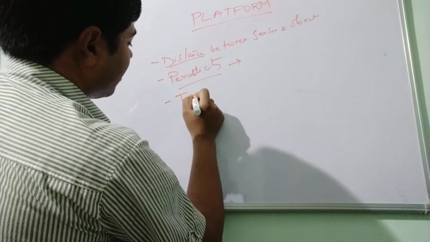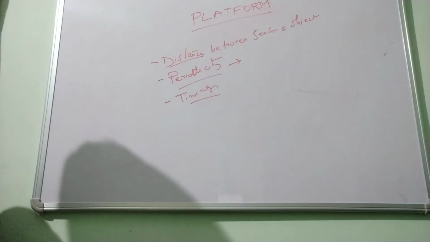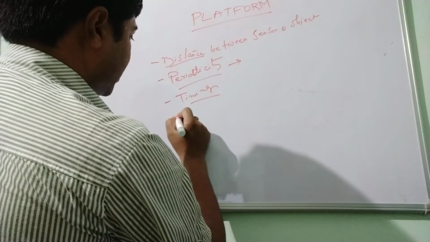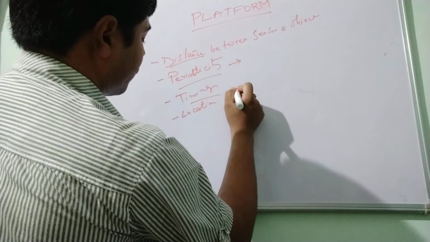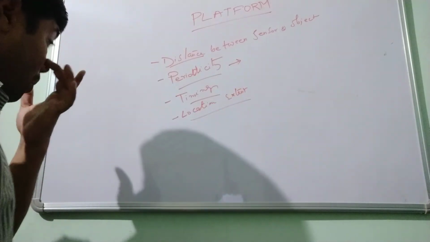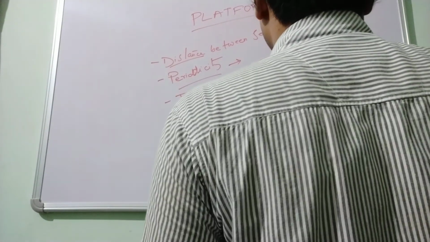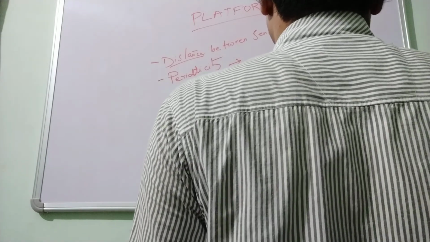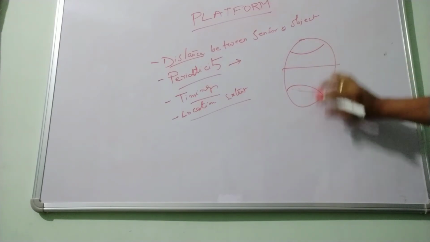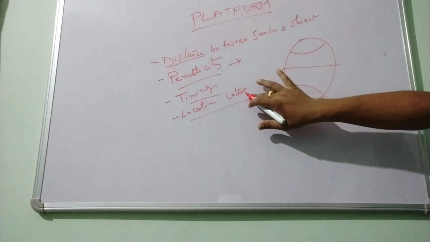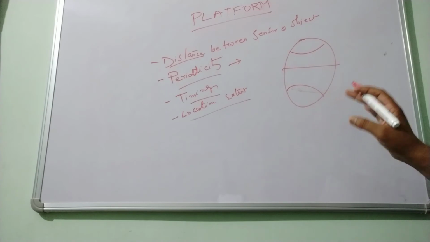Third, timing. What is the time of acquiring information? And fourth is the location and extent. That is, is the information being acquired at the North Pole or South Pole? And what will be the extent? So these are the basic aspects which will be considered when fixing the platform.